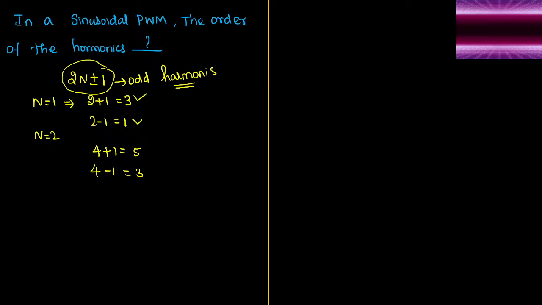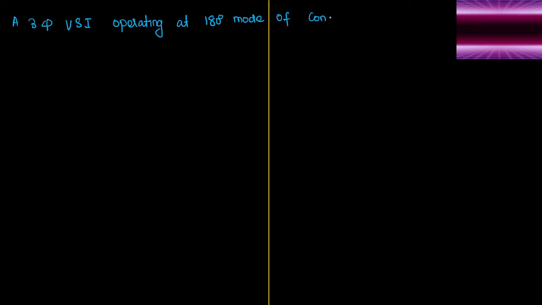Okay. So let us consider some of the three-phase system and try to bring the answer for those questions which were asked in our previous year GATE exams. So the first question is: a three-phase voltage source inverter with ideal devices operating at a 180-degree mode of conduction.